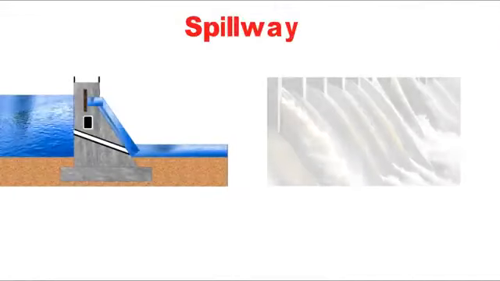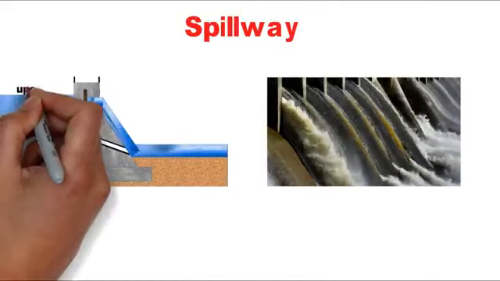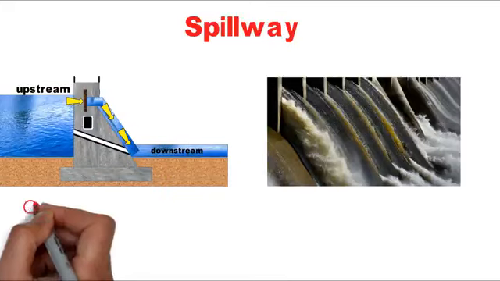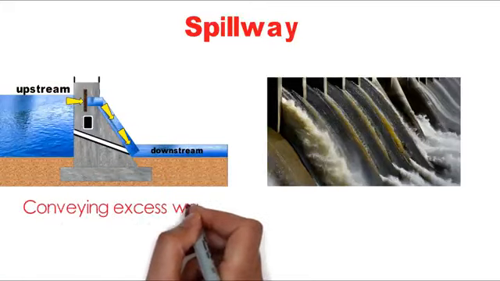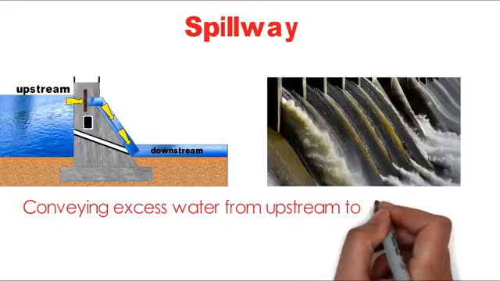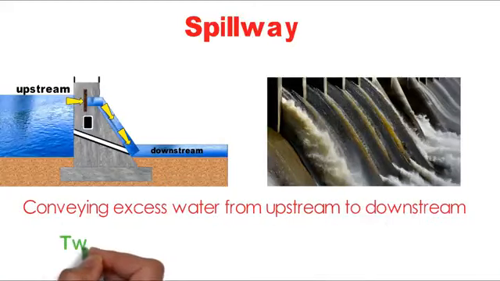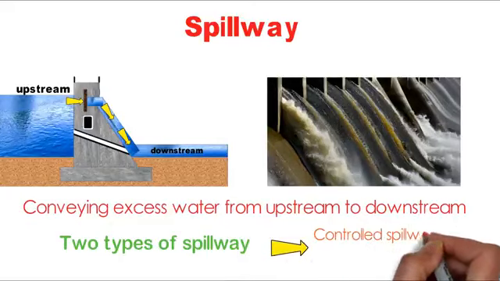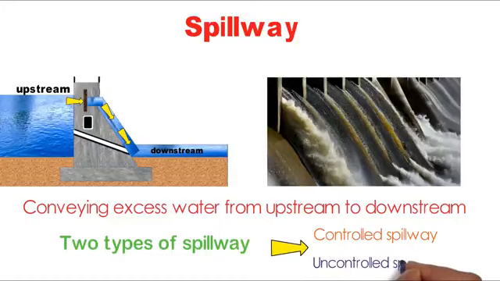The next major component of a dam is the spillway. Just go through this typical cross section, and this is the upstream side. The water will flow from the upstream side to the downstream side, and the main purpose of the spillway is conveying excess water from the upstream side to the downstream side. There are two types of spillways: the first one is the controlled spillway, and the other one is the uncontrolled spillway.